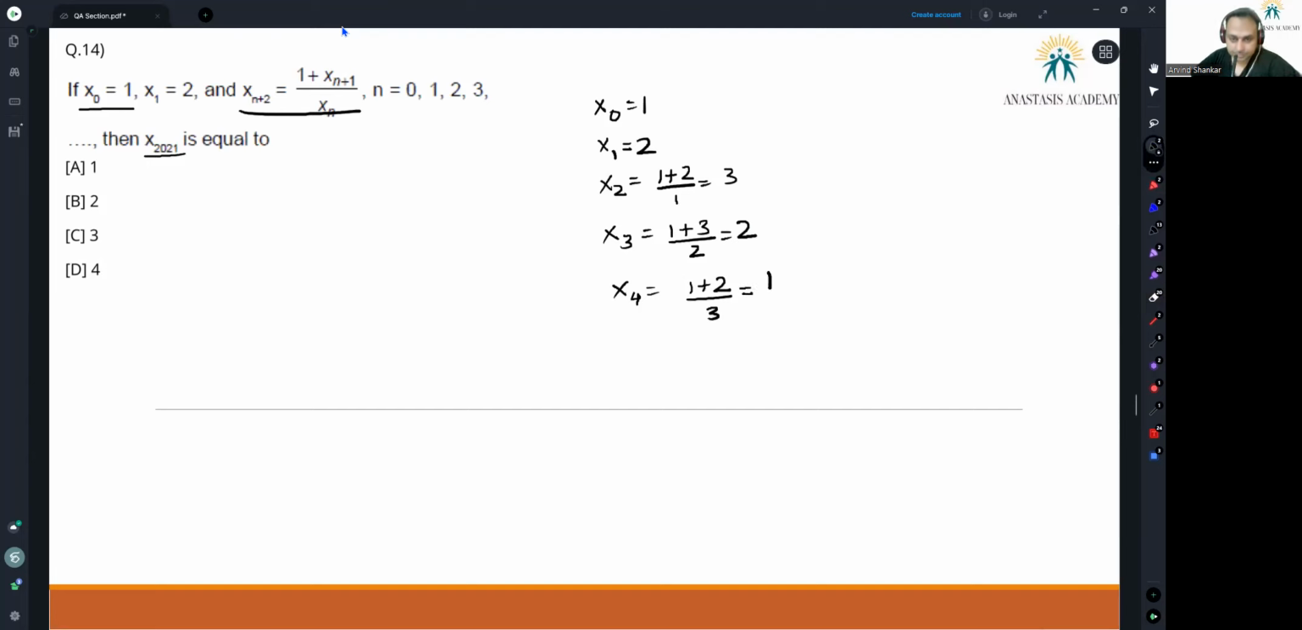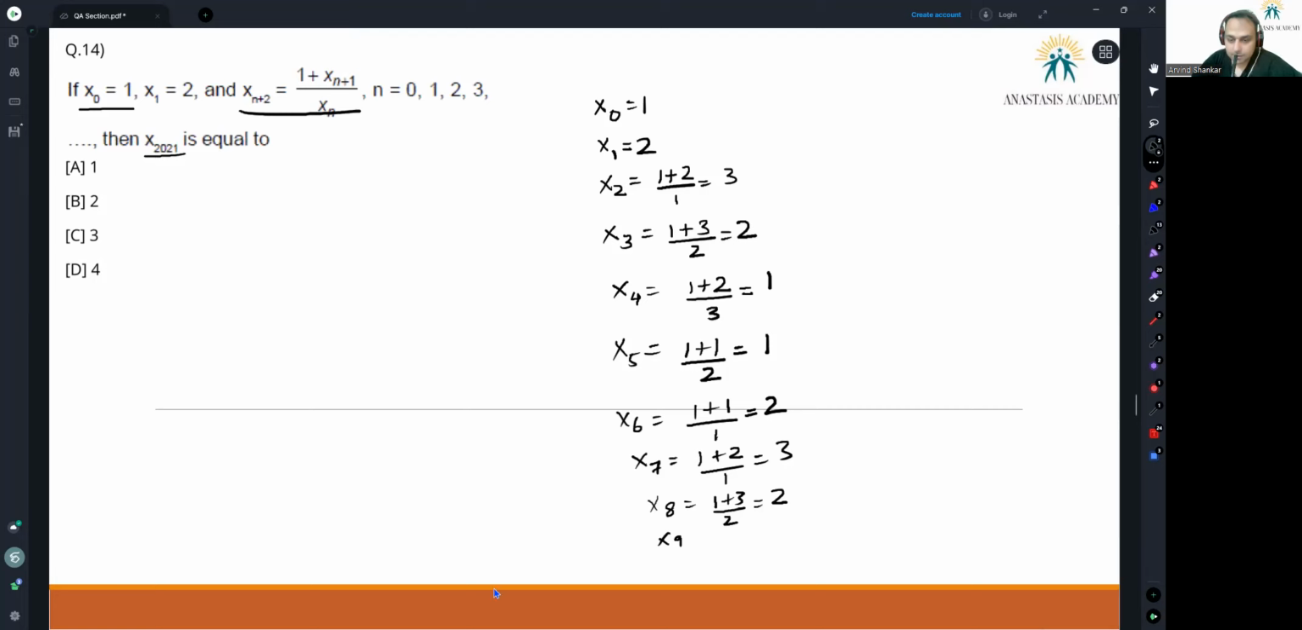I get 1. X5 is equal to 1 plus 1 by 2, equal to 1 again. X6 is equal to 1 plus 1 by 1, which is equal to 2. X7 is 1 plus 2 by 1, which gives me 3. X8 is 1 plus 3 by 2, which is equal to 2. X9 is 1 plus 2 by 3, which is equal to 1.